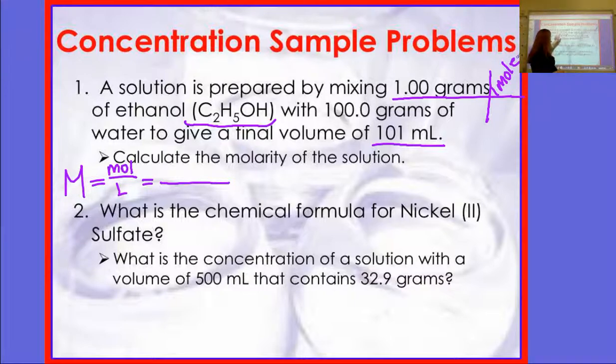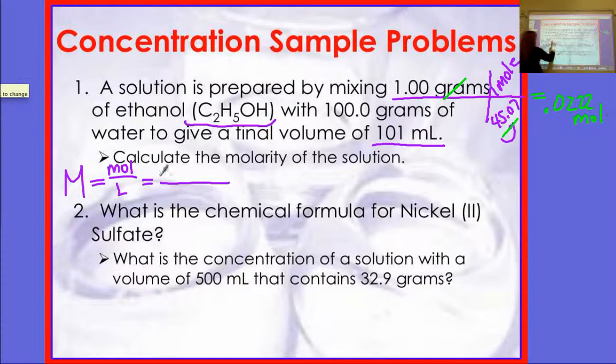1 mole is equal to, I need to look up on the periodic table, adding together 2 carbons, 6 hydrogens, and an oxygen. The mass should be 45.07 grams. 1 divided by 45.07 grams, with my grams canceling, converts me into moles of ethanol, which is 0.0222 moles.